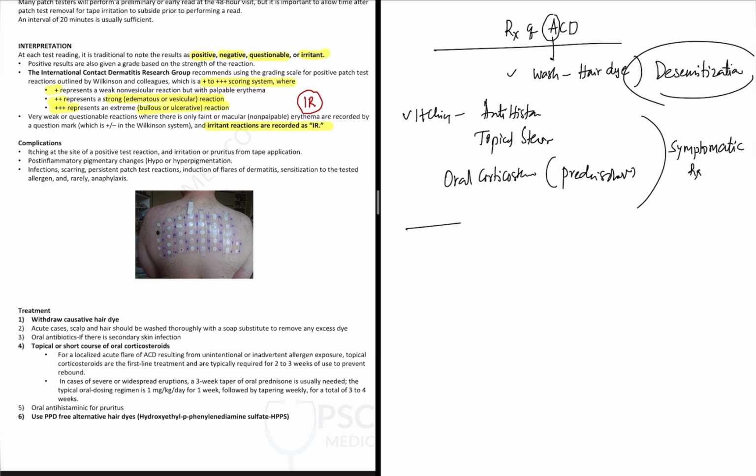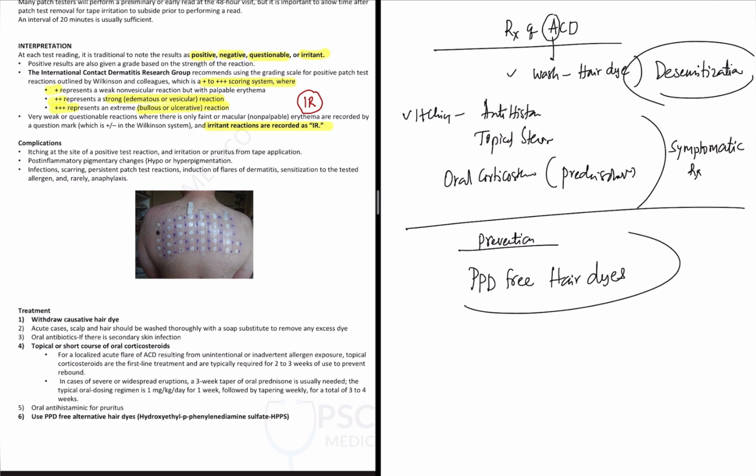Now, what is curative? The patient is already allergic, you cannot cure it. So prevention is more important. Prevent future contact with allergens. But sometimes hair dye is of cosmetic concern, right? You can't roam with premature gray hair. So you have to use PPD-free hair dyes. There is a new component called HEPPD, hydroxyethyl p-phenylenediamine, which is known to be a less aggressive allergen in comparison to PPD. You can use some alternative hair dyes here.